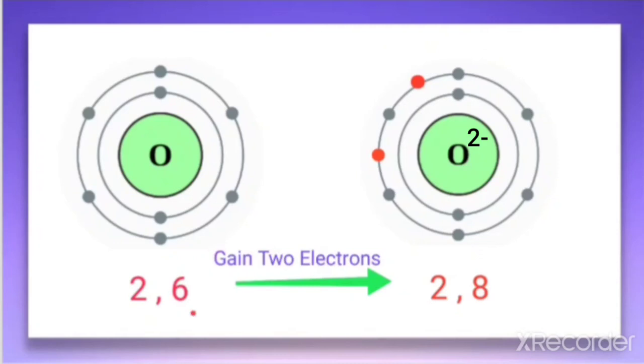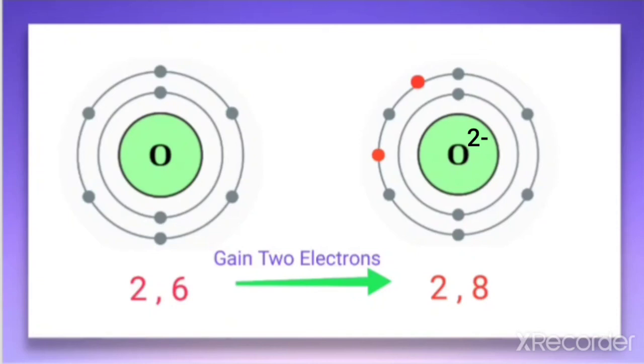Now you can see 6 electrons here, but now here it is 8. So how did it become 8? Because 2 electrons are gained, which I have shown here with the red color. Now it has 8 electrons in the outermost shell. So here it is stabilizing by gaining 2 electrons. So its valency is 2.